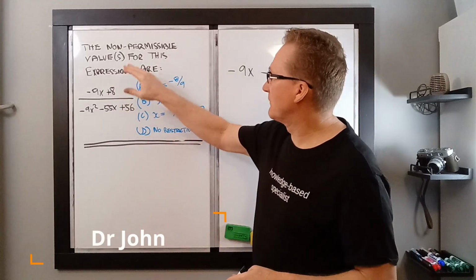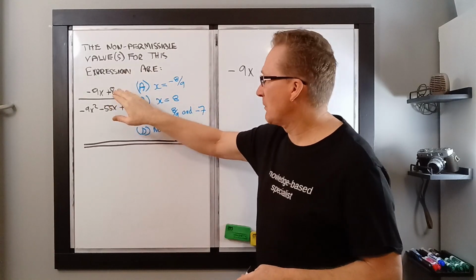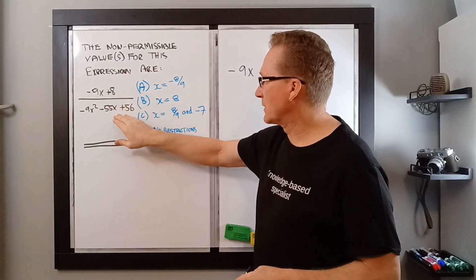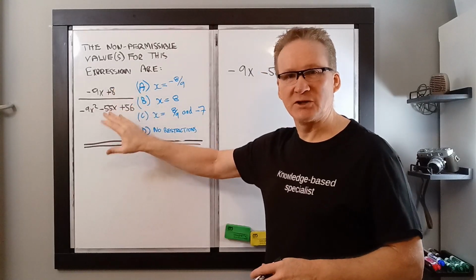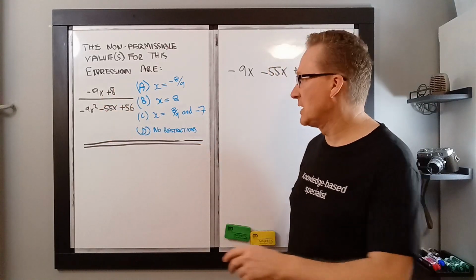Here we're looking at trying to find the non-permissible values for this following expression. What we have here is a rational expression, and we have one polynomial over another polynomial. A rational expression does not need to have a polynomial on the top or the bottom. Many of ours will in this section.